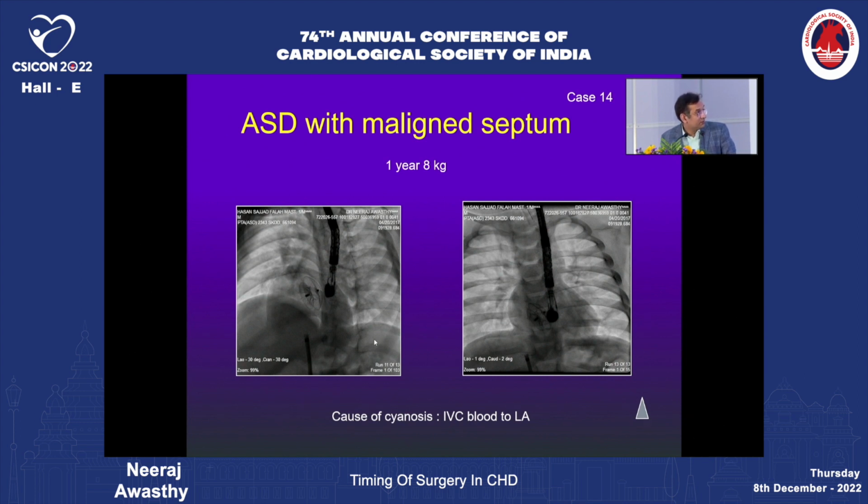So once you look at this malaligned septum, this malaligned septum was the cause of the blood getting desaturated into the systemic circulation. This was a 1-year-old child with ASD with cyanosis, and once the ASD was closed, the systemic saturation resolved, and luckily there is nothing impinging on the adjacent structures. Next.